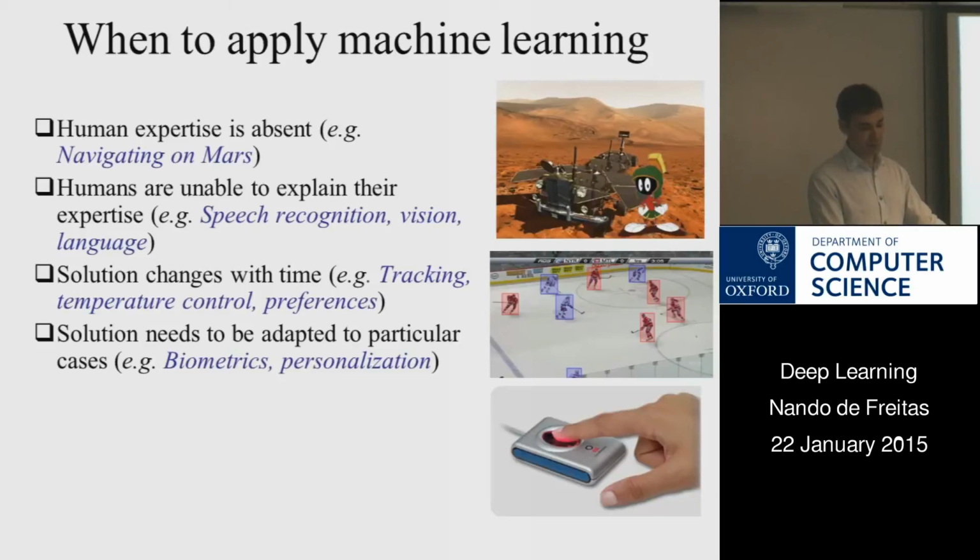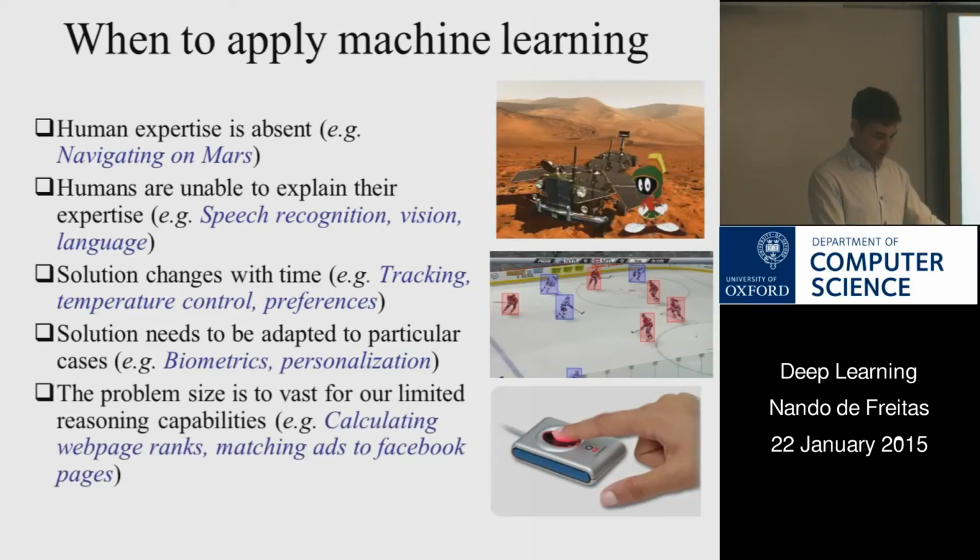Or even some of these biometric devices, like the digital persona here. And also, some problems are too vast for humans to comprehend. Like here I have things like matching ads to pages and so on, which a lot of the big money in machine learning is in advertising.